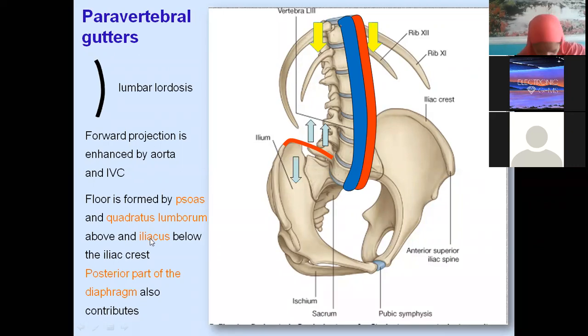Ma'am, can you please unmute, ma'am? I can't hear. Sorry. Okay, beta. Can you repeat, ma'am? See, the various muscles we have here are psoas major, quadratus lumborum. This place we have iliacus, and in this yellow arrow region we have diaphragm.